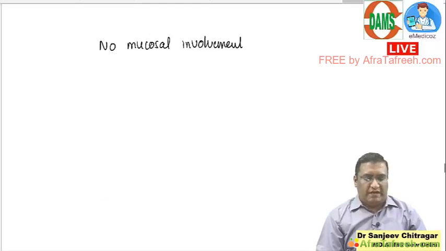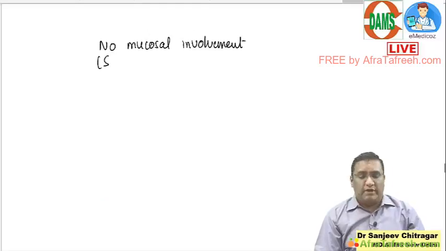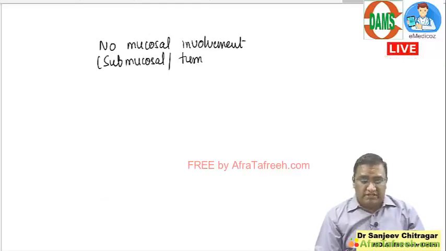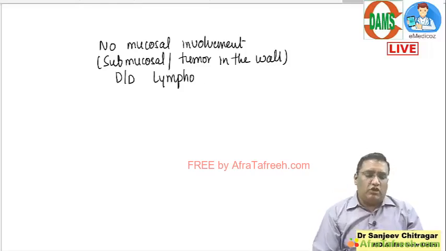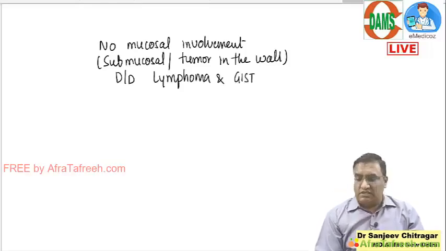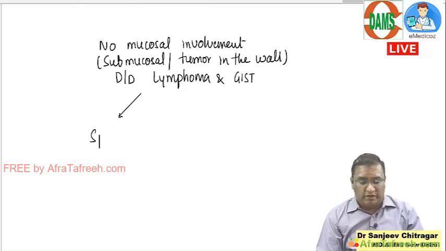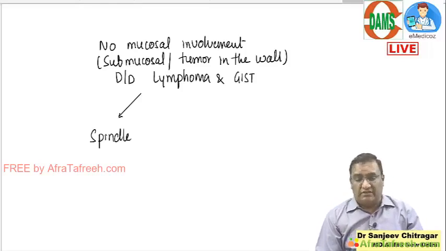Then what do you suspect? Gastric tumor without mucosal involvement could be two of them. Either it could be submucosal, or the tumor is in the wall, in the muscle layer also. So DDs could be your lymphomas of stomach or a GIST, gastrointestinal stromal tumor. So a very important hint that they will be giving you.